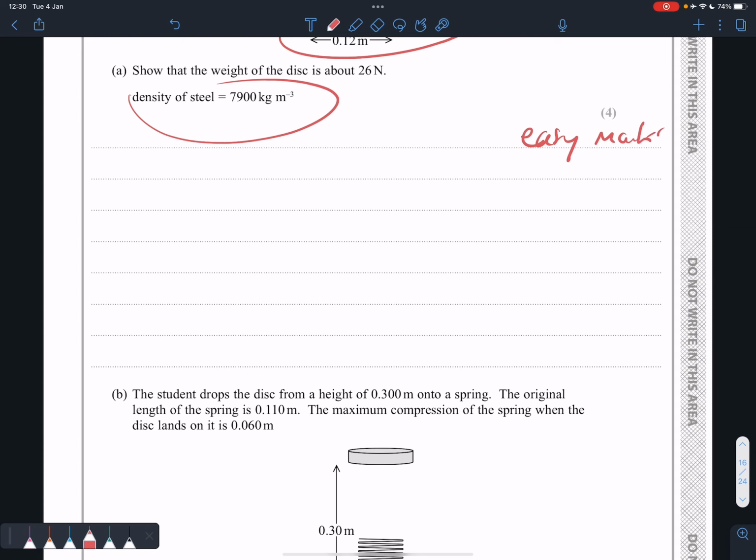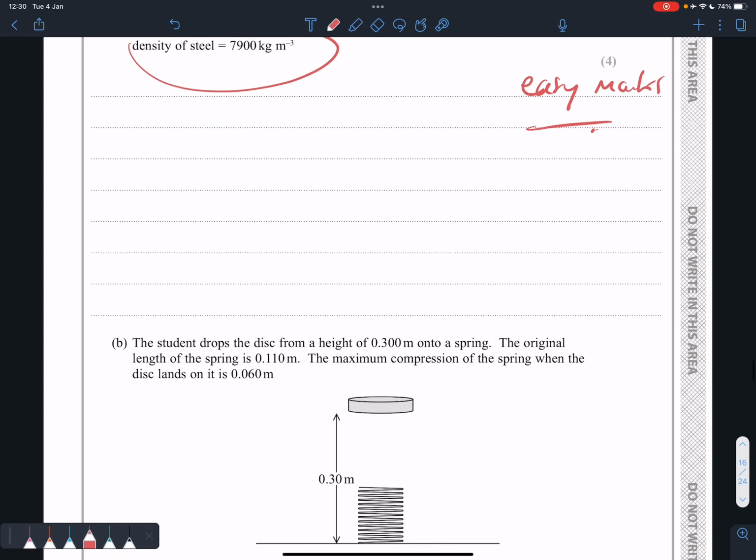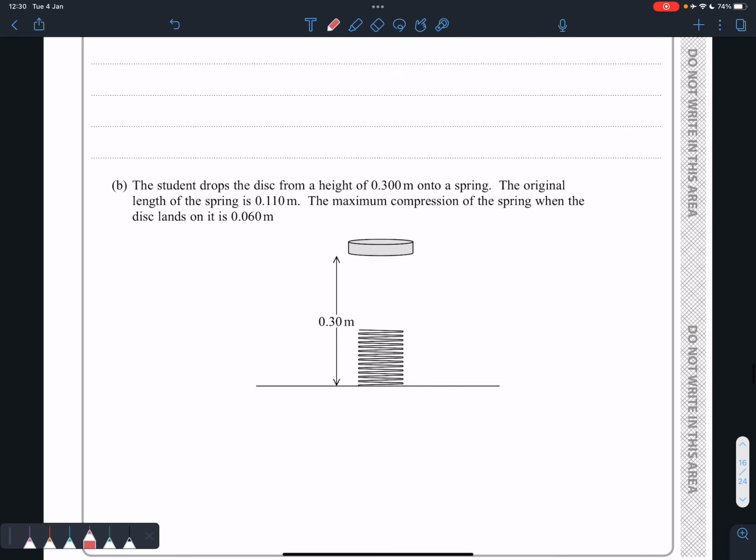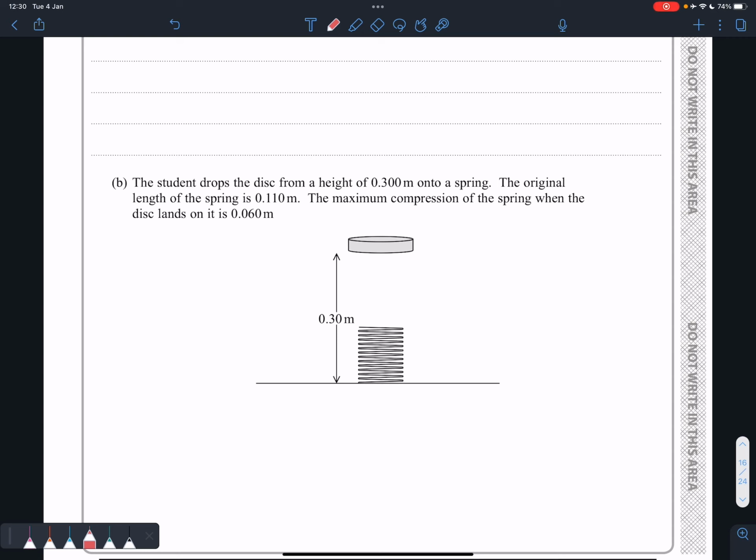Easy marks. A student drops the disc from a height of 0.3 meters onto a spring. The original length of the spring, I say, so you've got maximum compression. This is the change here, and you've got a height there. Okay, brilliant.